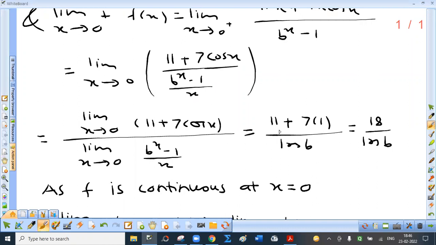Now evaluation of the limit is not at all difficult. The limit of a constant is constant. The limit of 7 cos x, cos 0 is 1, so just 7 into 1, that is 7. So 18 upon, this is a standard limit, log b. So 18 upon log b is the right hand limit.